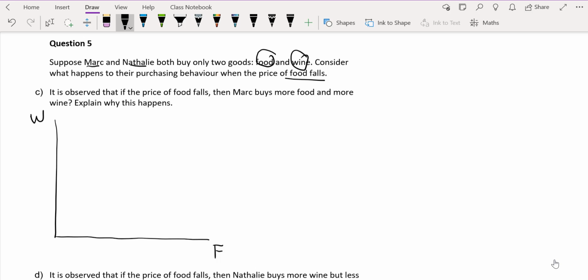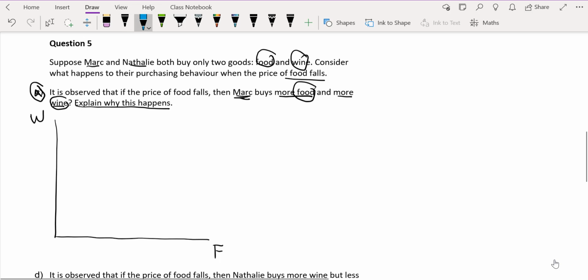So let's start with question A. So this is A, actually. This is A, not C. So it is observed that if the price of food falls, then Mark, so in this case we're looking at a case for Mark, buys more food and more wine. So explain why this happens. Now, when your income increases and you buy more of whatever you are consuming, then these things are normal goods usually. So with income increasing, we demand more of this. So it looks like for Mark, food and wine are normal goods.